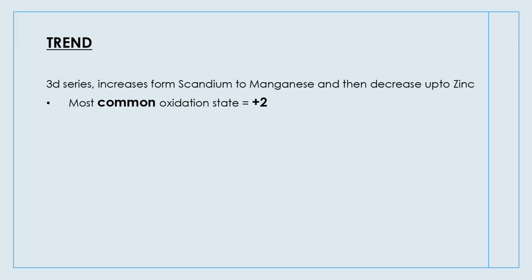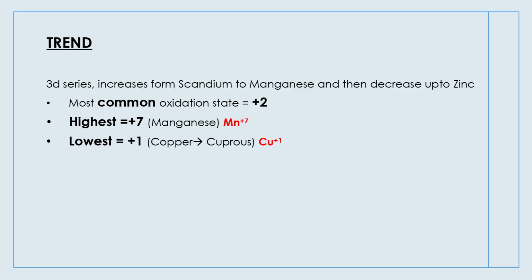As stated earlier, the most common oxidation state is the +2 that all transition elements of the 3D series show. The highest is the +7 that the manganese element only of the 3D series shows. And the lowest or the least oxidation state is for the copper, and for copper it is called as the cuprous, that is +1.